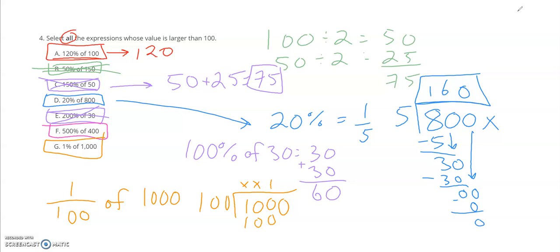1 times 100 is 100. We subtract, get a 0, bring down the 0. 100 goes into 0 0 times. 0, subtract, get a 0. Nothing left to bring down. We're all done. 1,000 divided by 100 is 10. 1% of 1,000 is not greater than 100. So we got 3 answers. A, D, and F are all greater than 100.